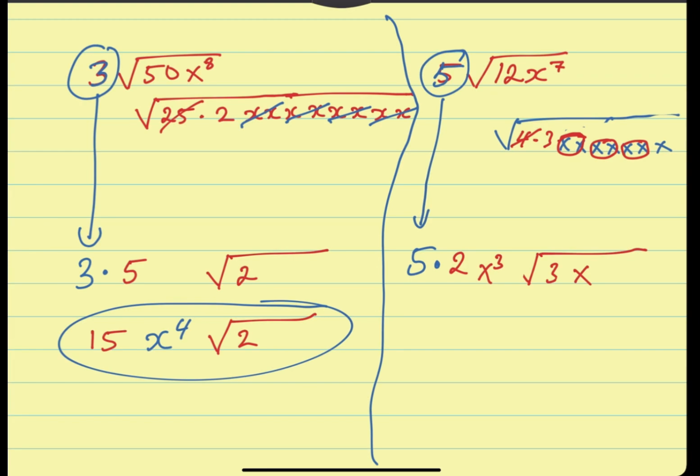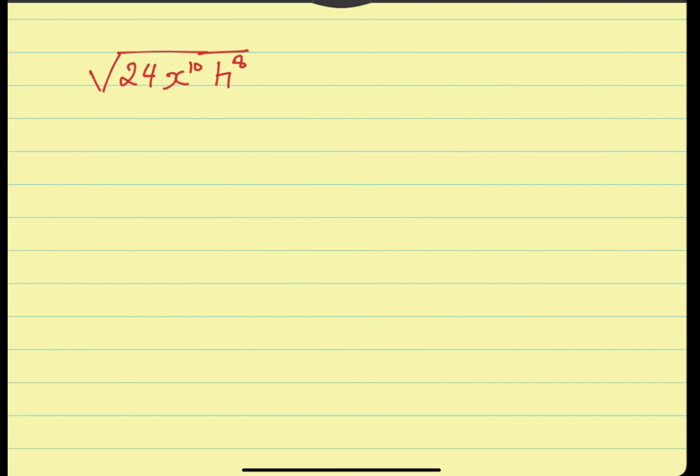And now let's put this together. So what is 5 times 2? 10. X to the power of 3, radical 3x. Got it? Now let's look at this together, guys.